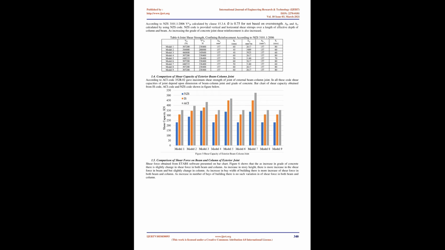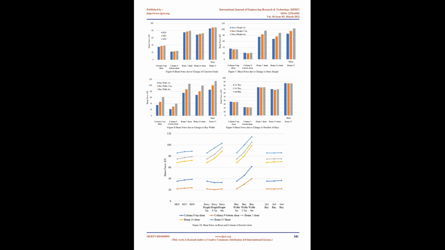Longitudinal and shear reinforcement of exterior beam column joint. As grade of concrete increases, longitudinal reinforcement of column decreases. Similarly, as bay width of building and story height of building increase, longitudinal reinforcement in both beam and column increases more. Longitudinal reinforcement of external beam column of each model is tabulated below. In Model 5, shear reinforcement is maximum in both column and beam.